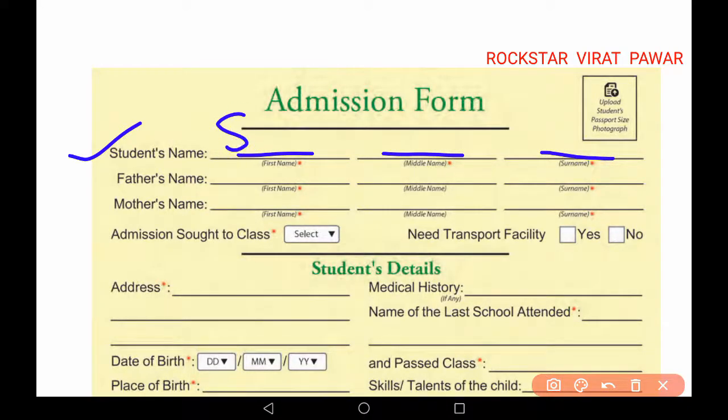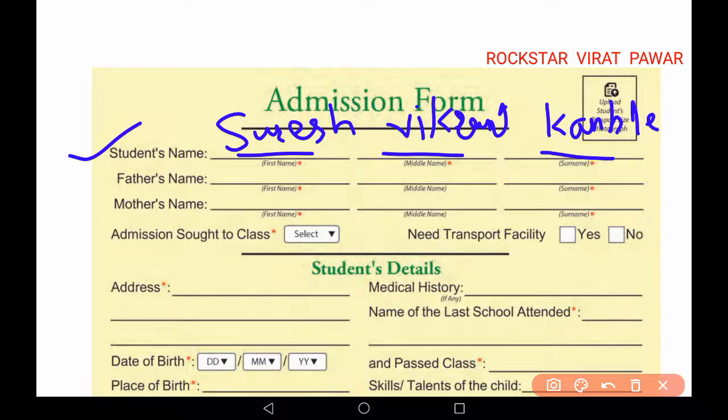If the student name is Suresh, his father name is Vikrant, and if his surname is Kamble, then it can be filled like that. Father's name you can write as Vikrant Manohar Kamble. Mother name, if Lata, Vikrant, Kamble. In this way you can fill it.